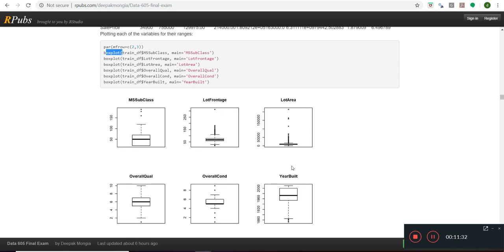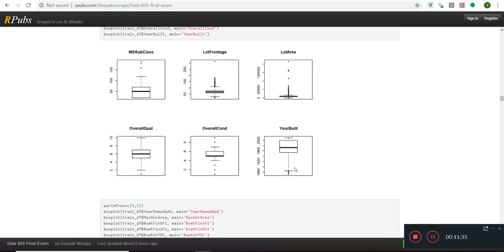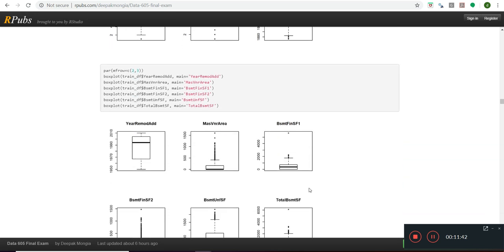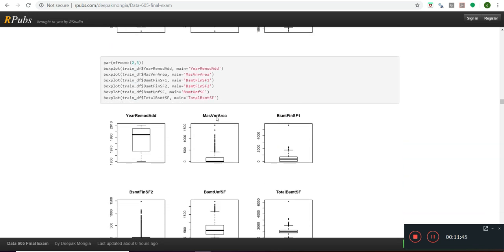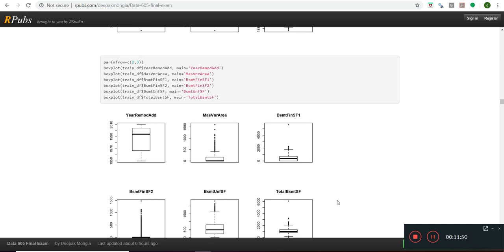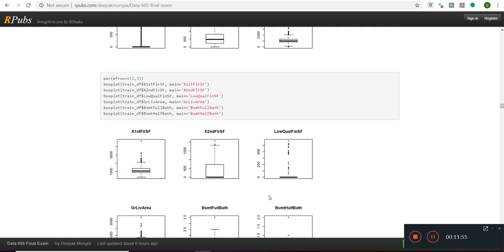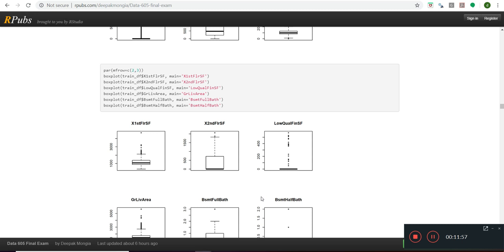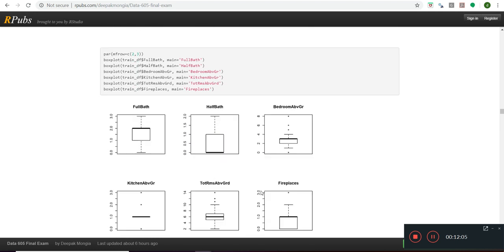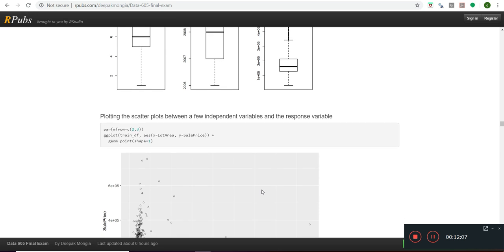Like if we go to the top and we see the year built, this looks to be a left skewed one because we have some outlying values here, though not very many, but still there are a few. Now this one, mass VNR area, looks to be a very much right skewed variable, and this one too, and so on. So these box plots give us a good idea whether these variables follow a normal distribution or are left skewed or right skewed. So we'll move forward now.